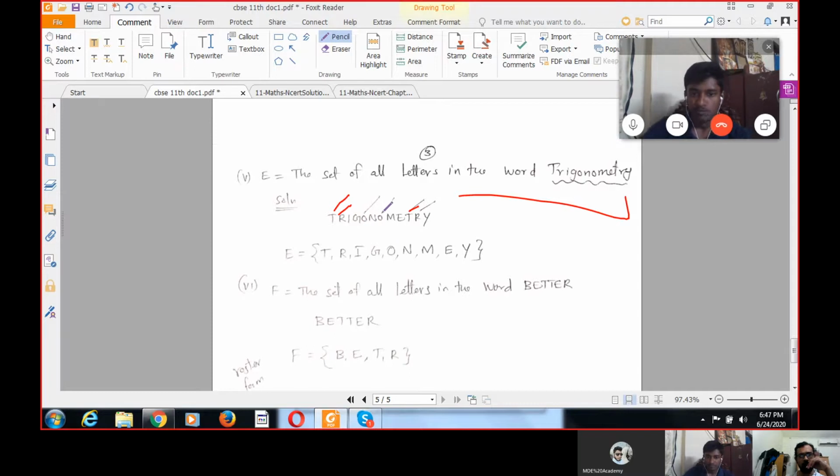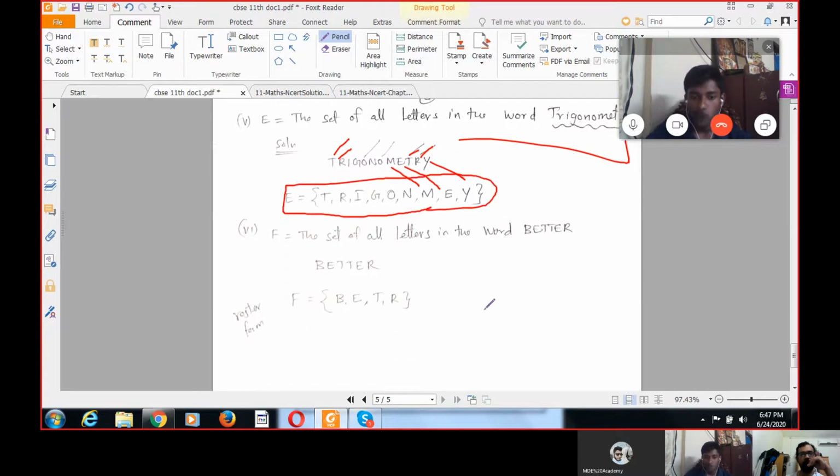Now the O is repeated, so you don't write it once again. Then what's the next term? M. So M is written here. And E, E is new, that's no problem. And T, T is repeated because it is already mentioned within the set, so you don't write it again. Then R, repeated. Next the new one is Y. So now this is the set. Are you clear? Yeah, sir.